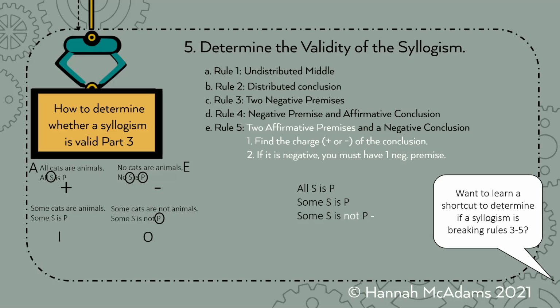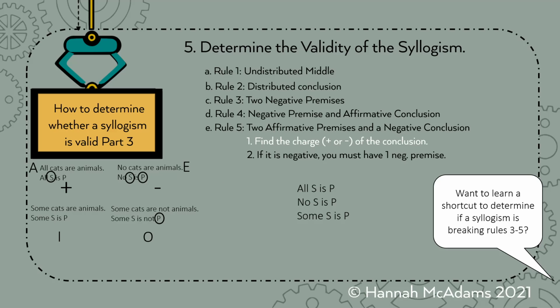And also, you can't have two affirmative premises and a negative conclusion, right? Because that's Rule 5, okay? So we have a positive here and a positive there, which means that this is breaking Rule 5, two affirmative premises and a negative conclusion. Does that make sense? Kind of? So the first thing you need to do is look at the charge of the conclusion. Okay? All right, so it's breaking that rule.